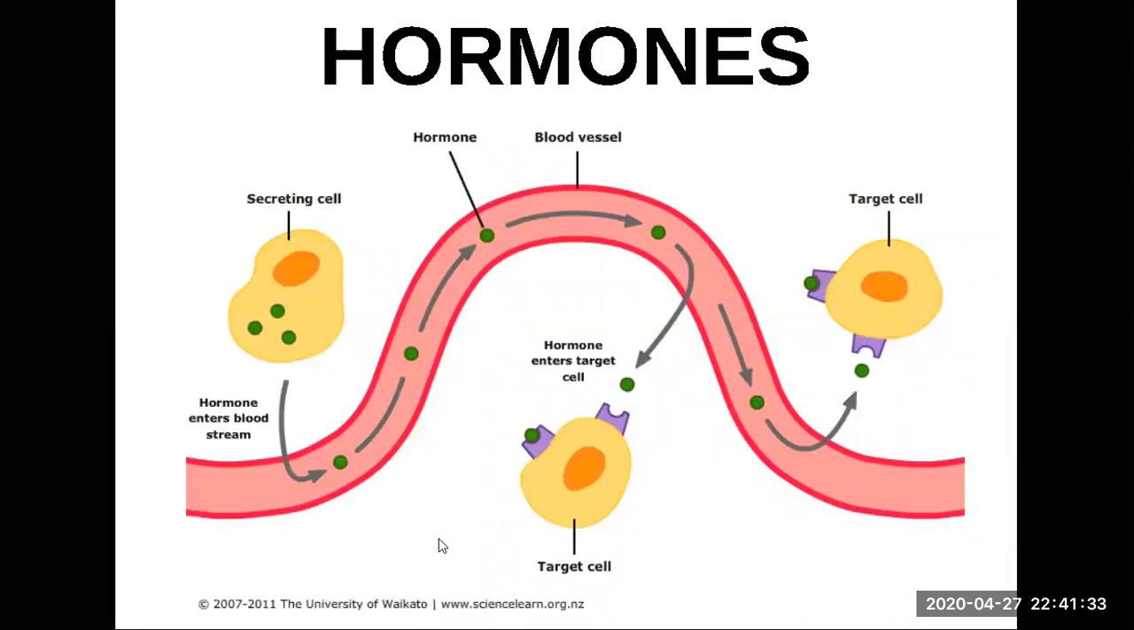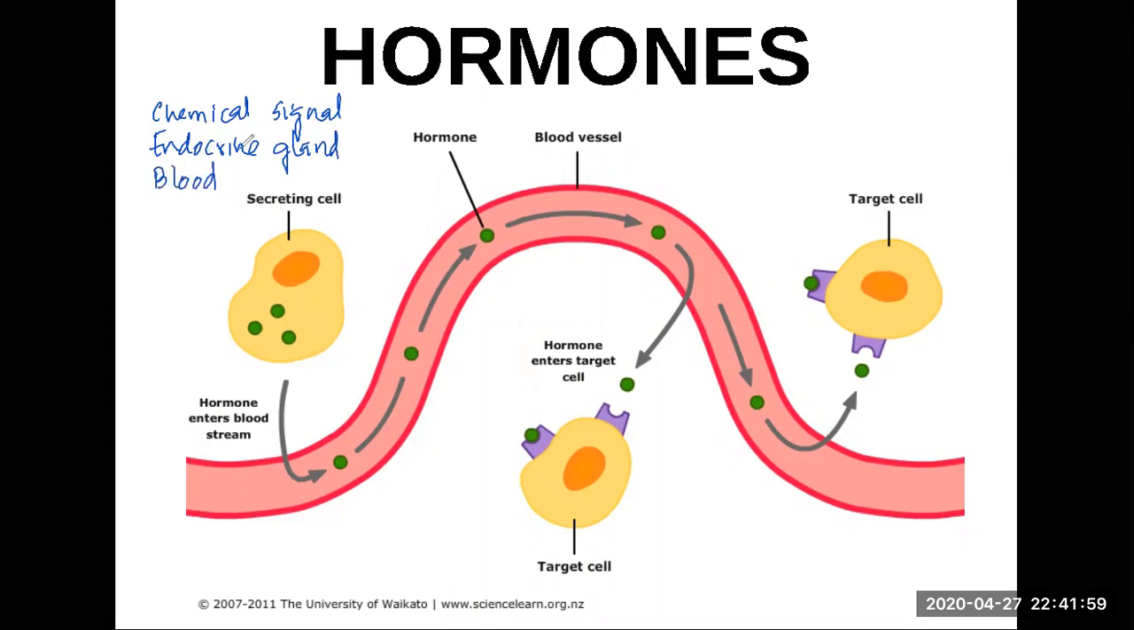Let's study hormones. Let's define hormones. What's a hormone? Hormones are chemical signals. We call the hormones chemical signals produced by what kind of gland? Endocrine gland. Produced by endocrine glands and transported by the blood. You can see in the previous slide that it's transported by the blood. And why is it transported? So that it can reach the target organs.